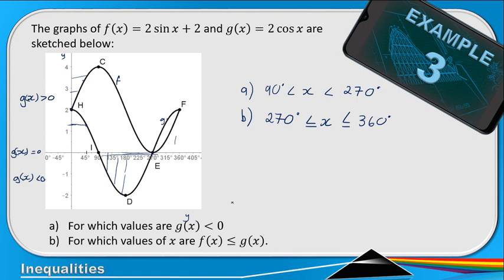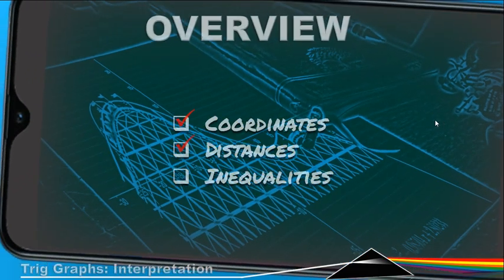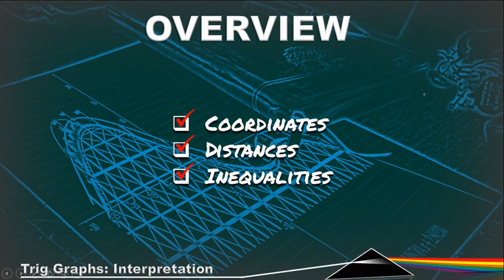And once again, the easiest way to think about it is to determine where the graph lies below the other graph, or if they said greater than, then you would say where the graph lies above the g(x) graph. Right, then that means we are done.